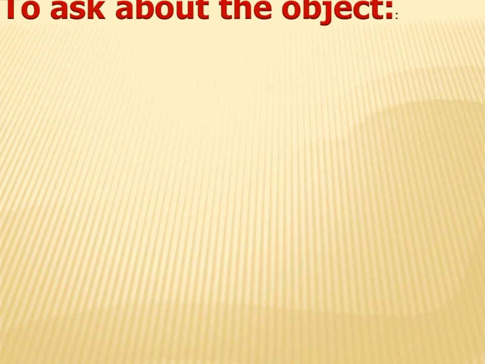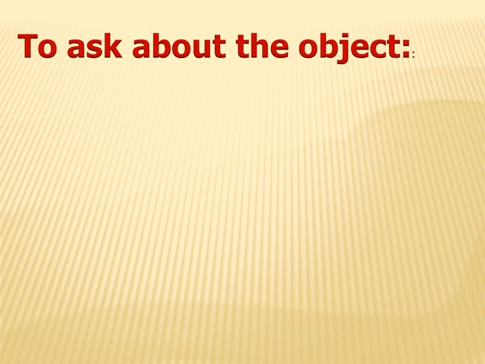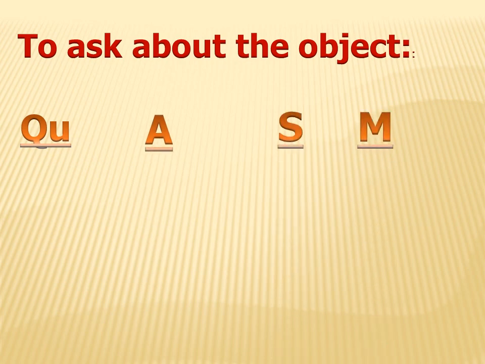Okay, but if I want to make a question about the object, what shall we do? We will use a magic word to make a question. It's WAASN. But what does it mean? W is the first thing in the question, which is the question word. And A for the auxiliary verb.